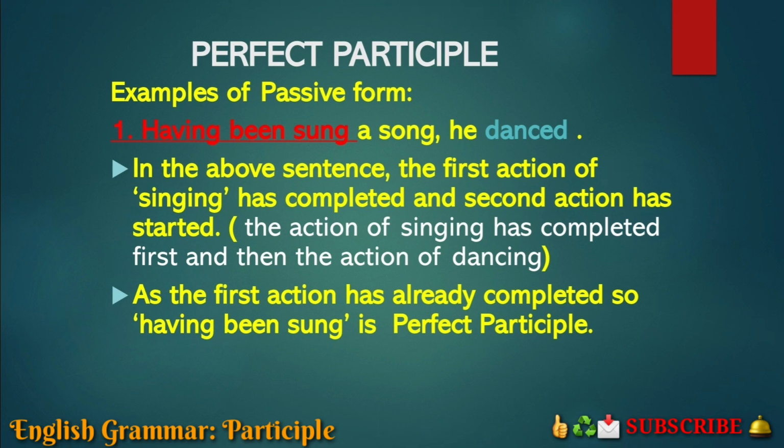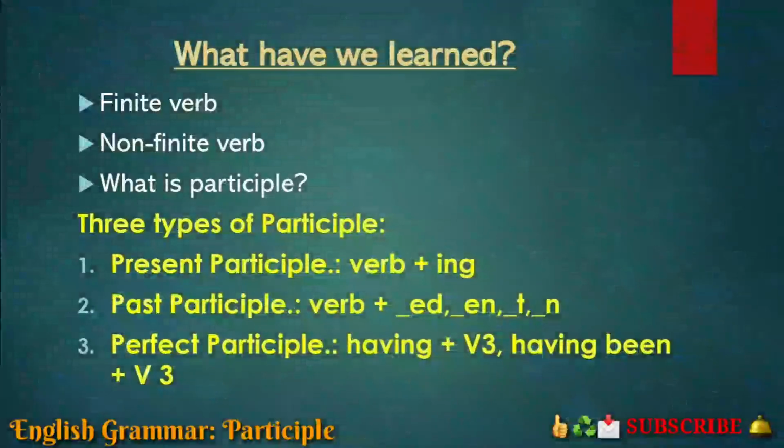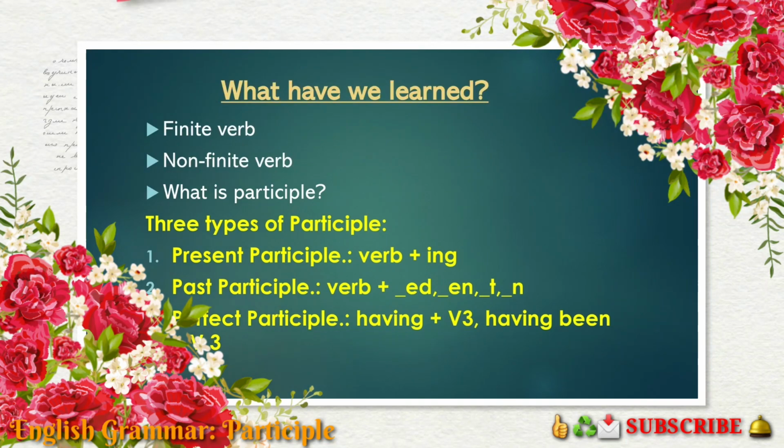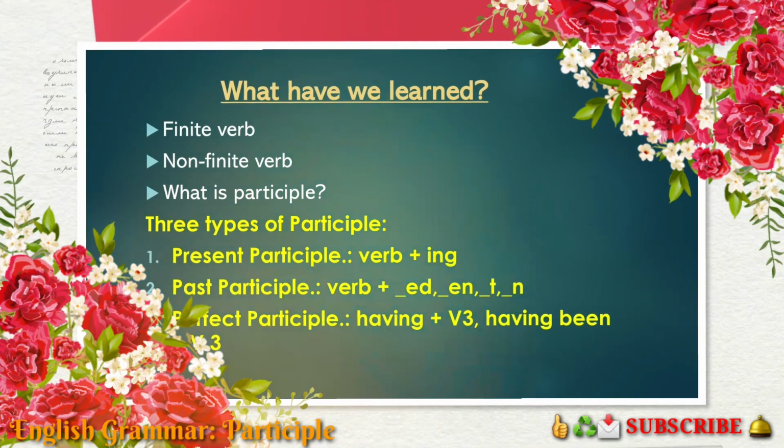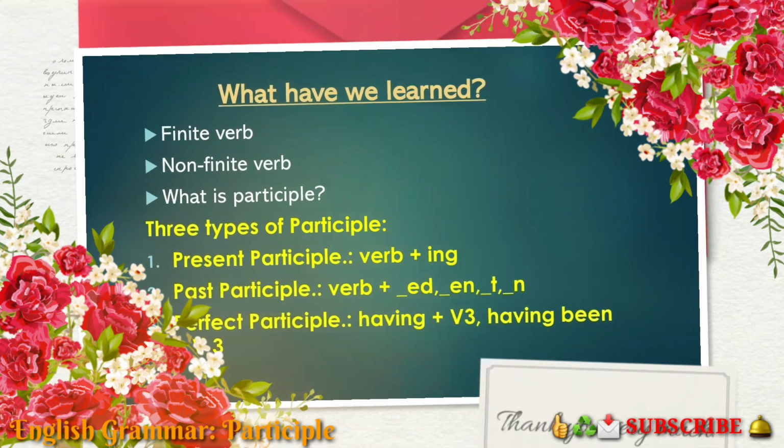Very good. Now students, let's have a look over what we have learned till now. We have studied finite verb and non-finite verb, which are very important to understand participle. Then we have studied what a participle is, with the three forms of participle: present participle, past participle and perfect participle. Okay students, have you understood this much? Very good. So students, here we have studied one of the important topics of grammar, that is participle.